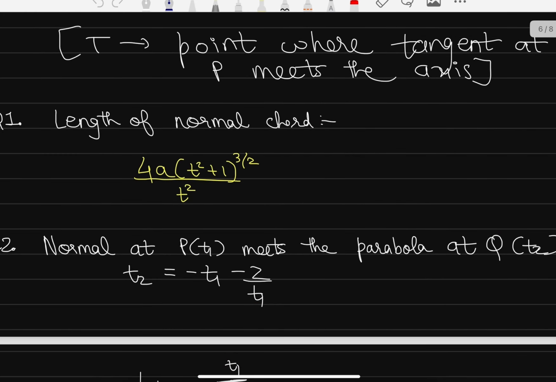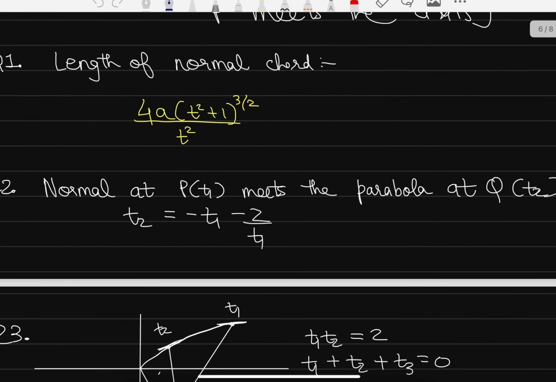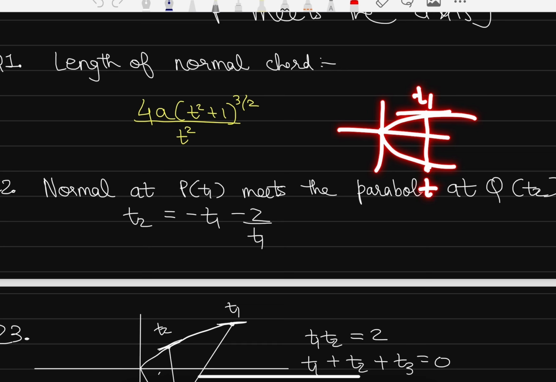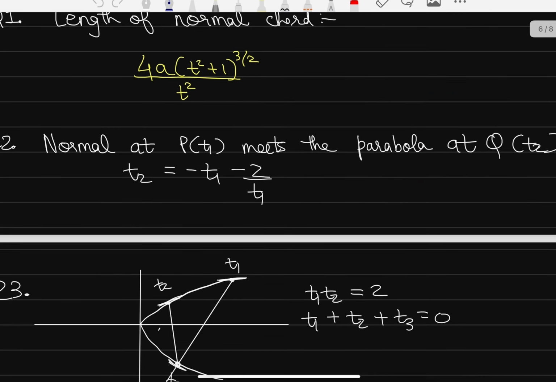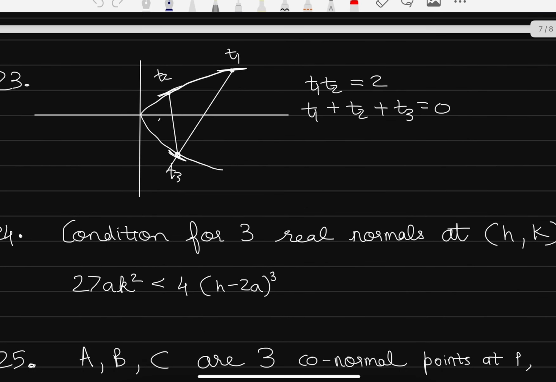Next property, which we just discussed: the normal at P, that is t1, meets the parabola at t2. So t2 equals minus t1 minus 2 by t1. Remember the order: t2 is where it meets the parabola and t1 is the point at which the normal is drawn.